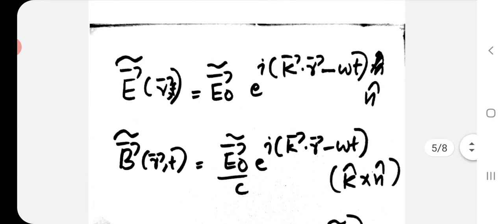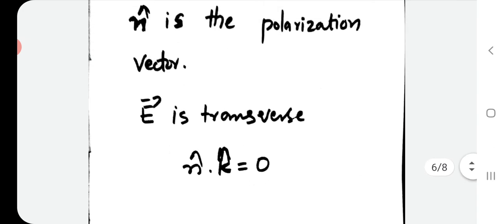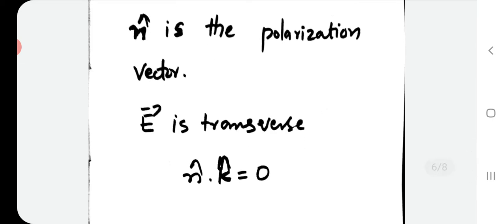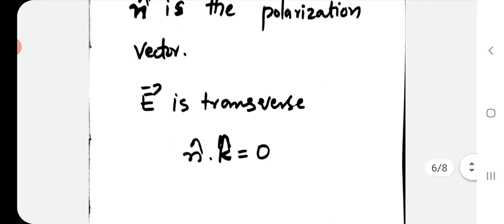Here the direction of the electric field is in the direction of unit vector n. We know the direction of the electric field is taken as the direction of polarization. So this is how the electric field is polarized, and n is called the polarization vector, the direction of the electric field. The electric field is transverse, n dot k is equal to 0, we know. The unit vector n is perpendicular to the direction of propagation of the electromagnetic wave.